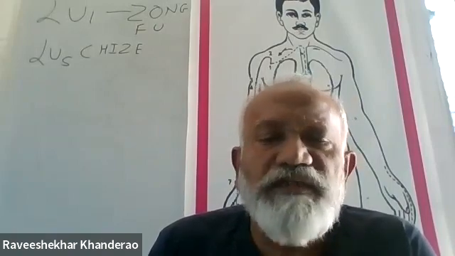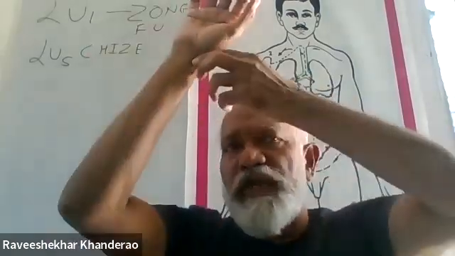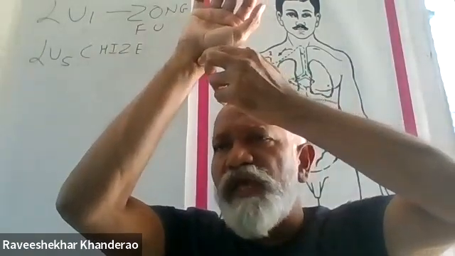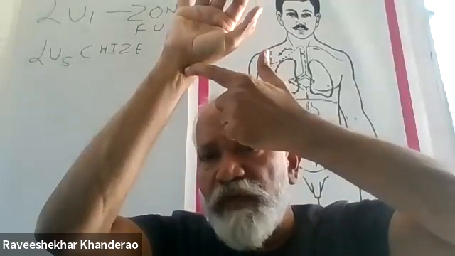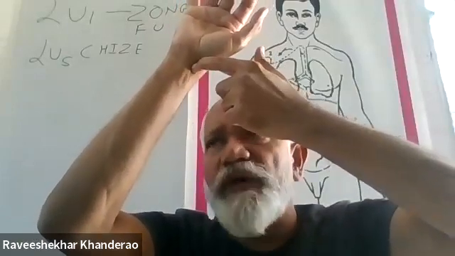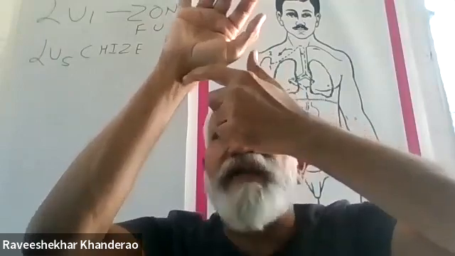Now the next point is lung 9. Lung 9 is at that point where you take pulse of the person. ये देखो ये यहाँ पे. Okay. रेडियल आर्टरी यहाँ पर है, इसके नीचे में रेडियल आर्टरी है. रेडियल आर्टरी पे ही लंग 9 है.